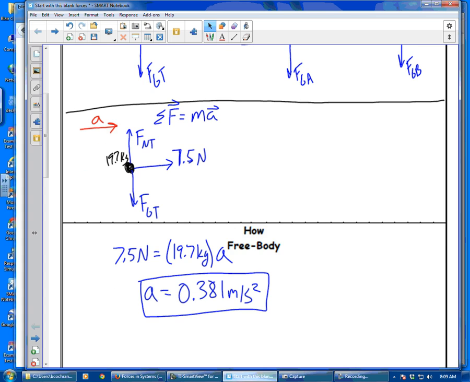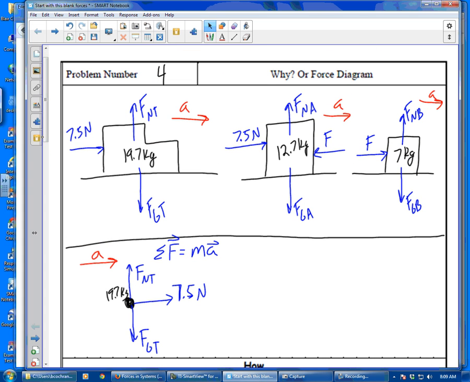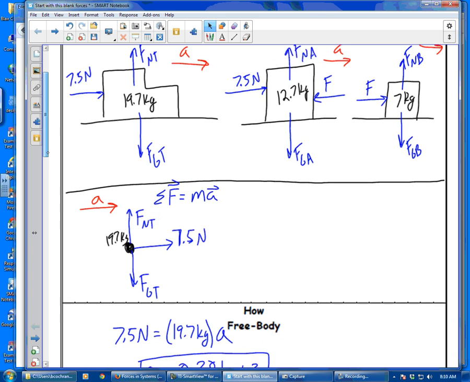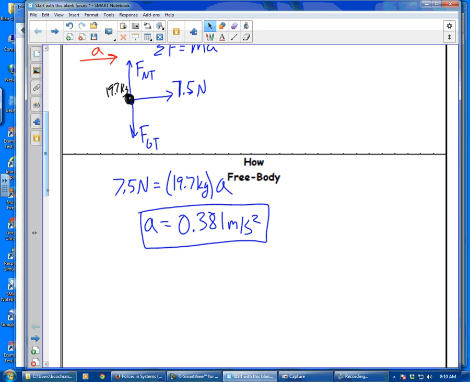Now it asks me to find out the force in between the two boxes. I could actually use either force diagram, the small box or the large box. I'm going to pick the small box because there are fewer forces on it, so probably less math to do. So I'm going to, again, start with my same equation, sum of the forces equals MA, and draw my picture of that equation.